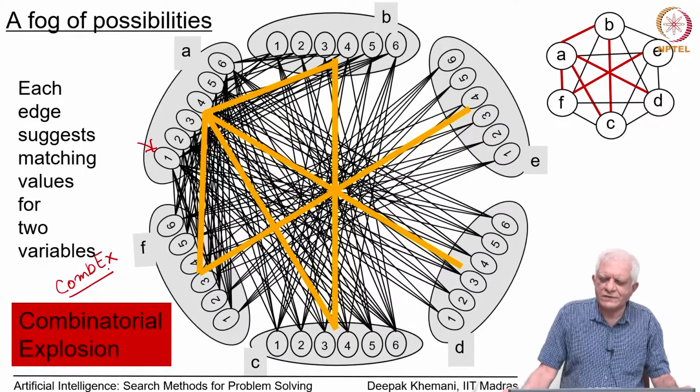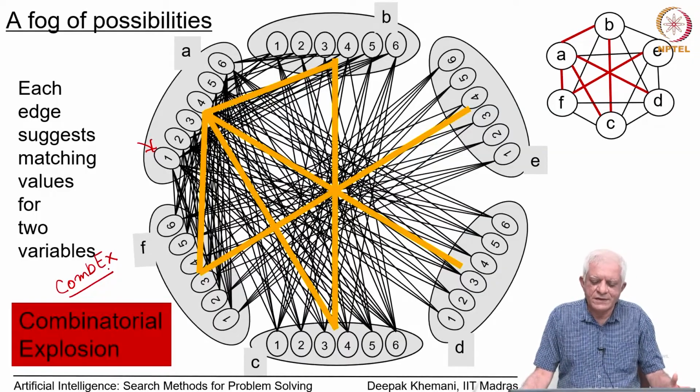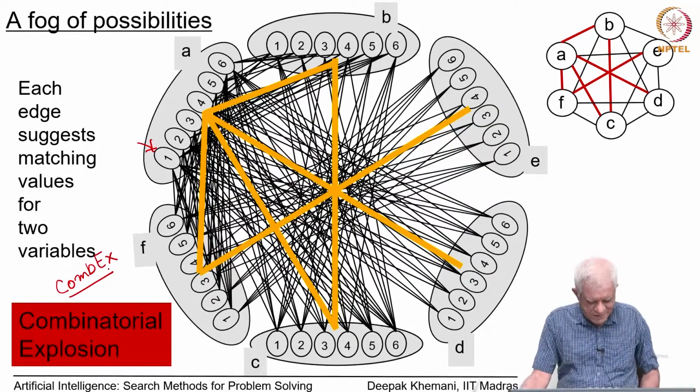We are trying to get a feel of constraint satisfaction problems, and we were looking at the 6 queens problem. We got a feel of the fact that the number of possibilities are so many, and somehow we have to sift through all of them and come up with the solution. And what does the solution look like?